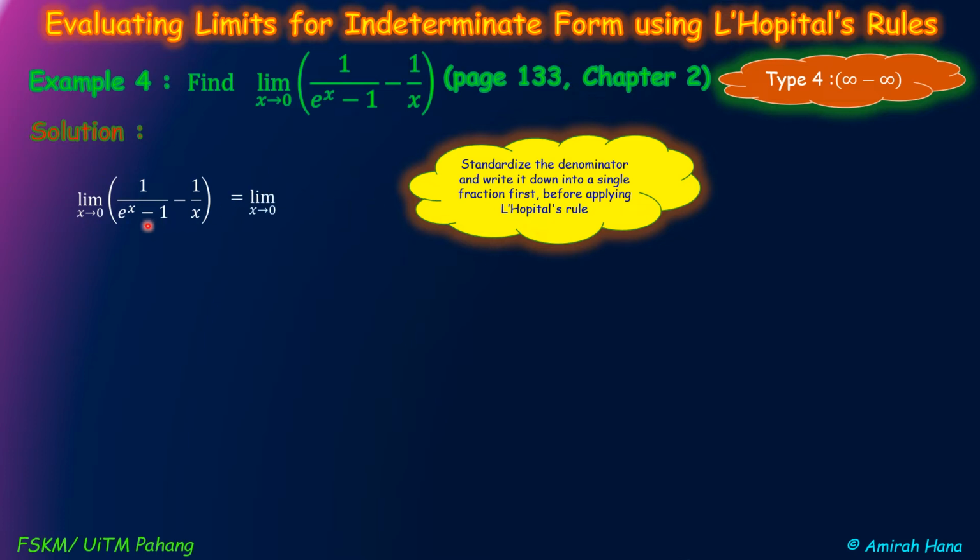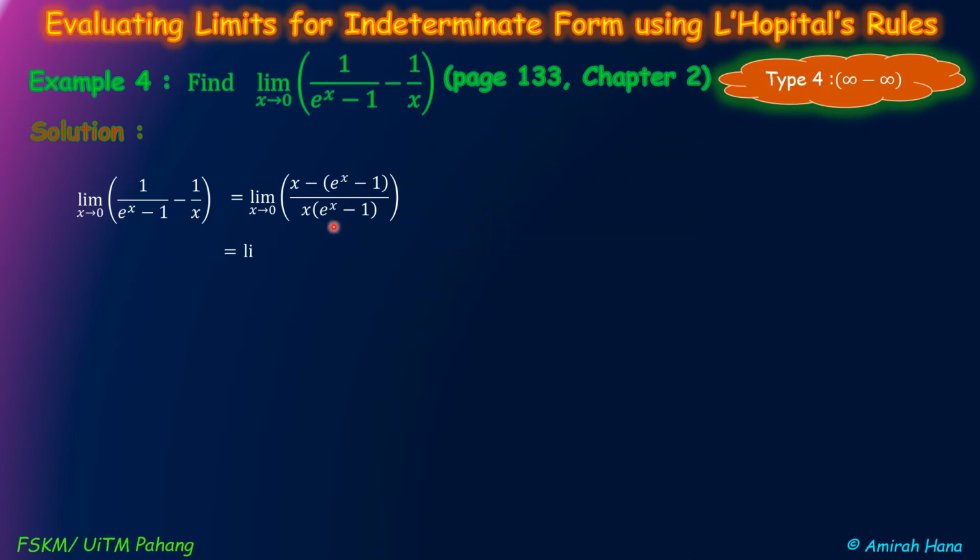After we standardize the denominator, we have denominator x times e to the power of x minus 1. And for the numerator, we have x times 1, which is x, and then 1 times e to the power of x minus 1, and in between is minus. If in between is minus, we must put a bracket to avoid error, because when we expand, it will change the original sign.